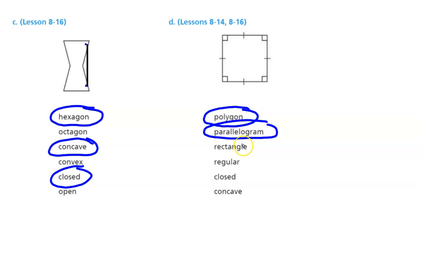We know actually this one is a rectangle because it's got opposite sides that are the same length, and it's got 90-degree angles. We know it's a regular shape because all four sides are the same. And it is also a closed shape, but it is not concave. So that's the only one you would not circle there.